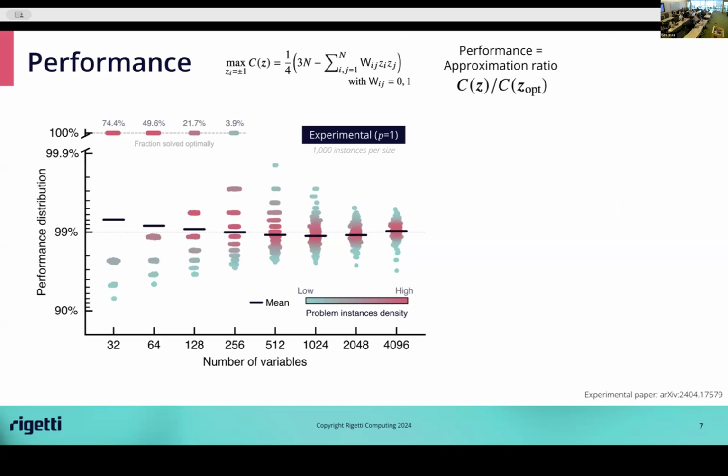Y-axis is the performance, that's how close we are to the optimal solution. 100% means that we found the optimal solution. And the x-axis is the different number of variables. And for each of these sizes, we have solved 1,000 instances. So we have lots of statistics. For problems up to 256 variables, we solve a finite fraction of the problems optimally. And then beyond that, we are at about 99% approximation ratio. So we find solutions which are on average at 99% of the optimal one.